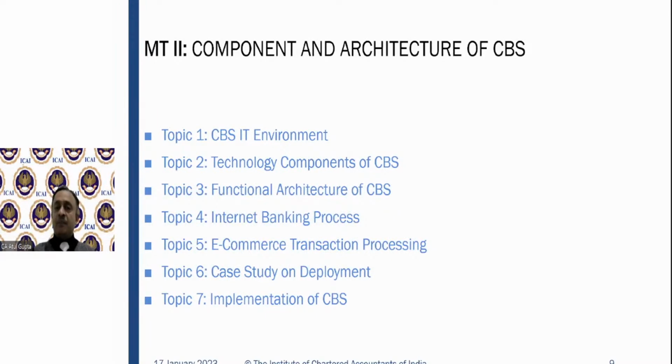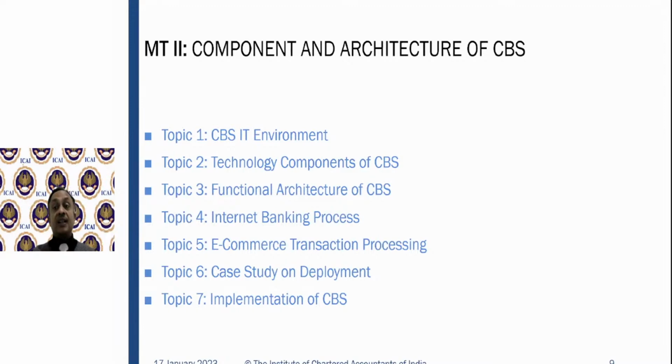Then the second main topic, components and architecture of core banking system. Here we talked about the IT environment and the technology components. That included the various servers which the bankers deploy. Servers are the main computers which provide services to the users. Users will be bank branches, customers and third parties. Based on the requirements of business, bankers are going to add on servers.